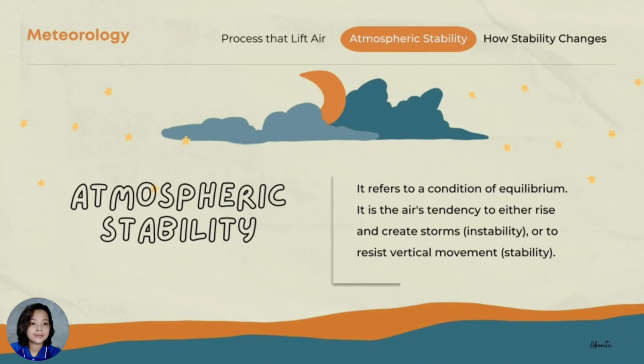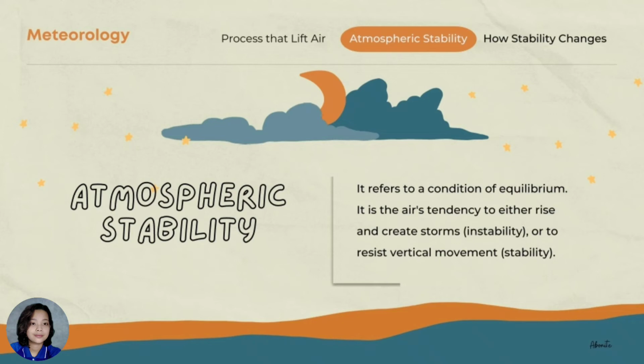On the other hand, if we lifted our imaginary balloon and the air within it was warmer and less dense than its surrounding air, it would continue to rise until it reached a point where its temperature and that of its surroundings were equal. This type of air is classified as unstable.